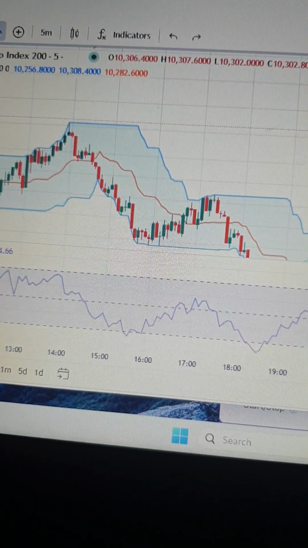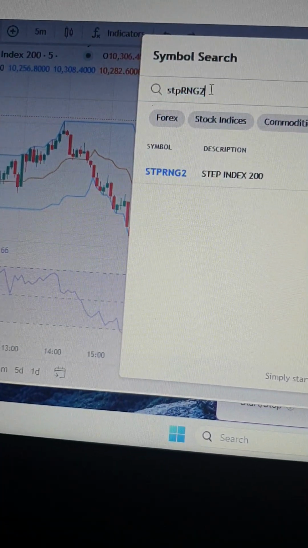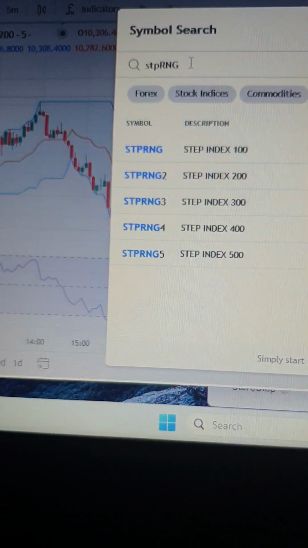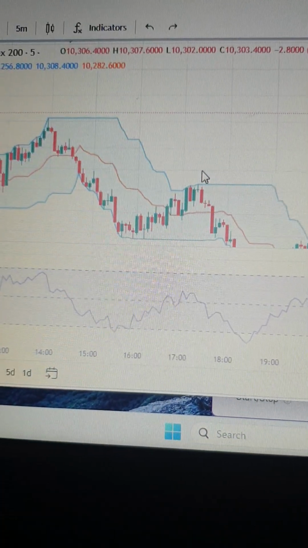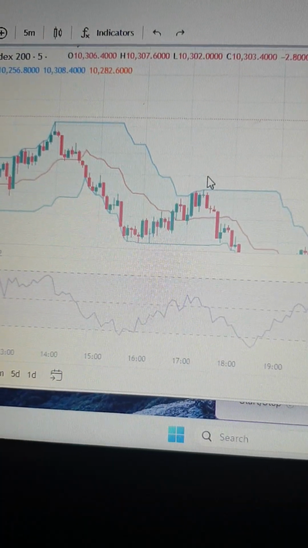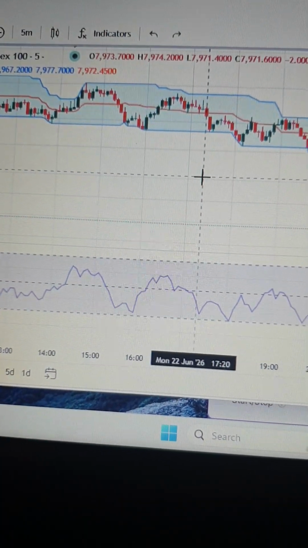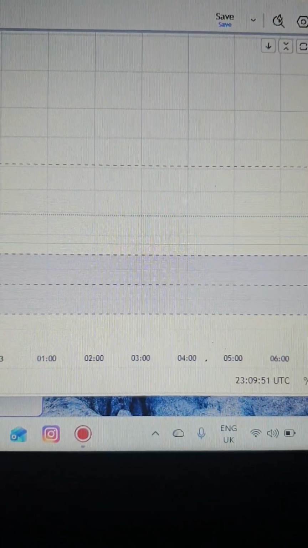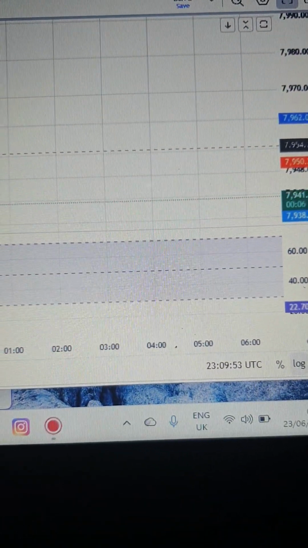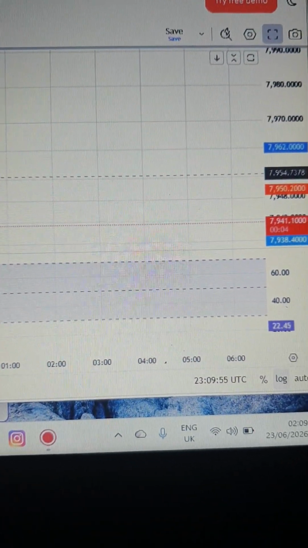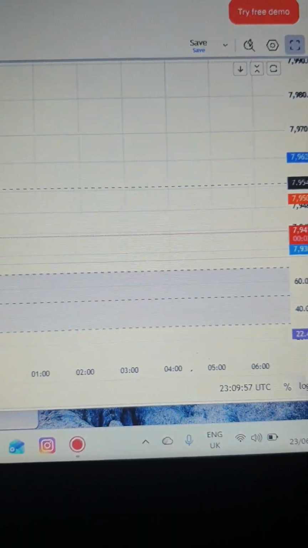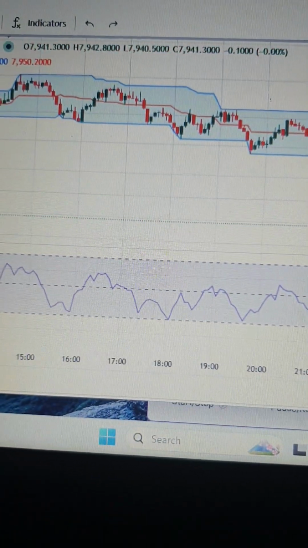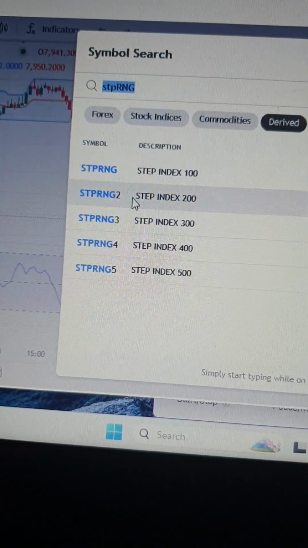I'll just look for another market that meets our conditions. So let's go to 100 index. Remember I said 100 index and 300 index, we are trading a falling market, and you're going to be trading a falling market if the RSI is above 50. In our case here, our RSI is not above 50 but below 50, so we cannot trade that market. So look for another market.